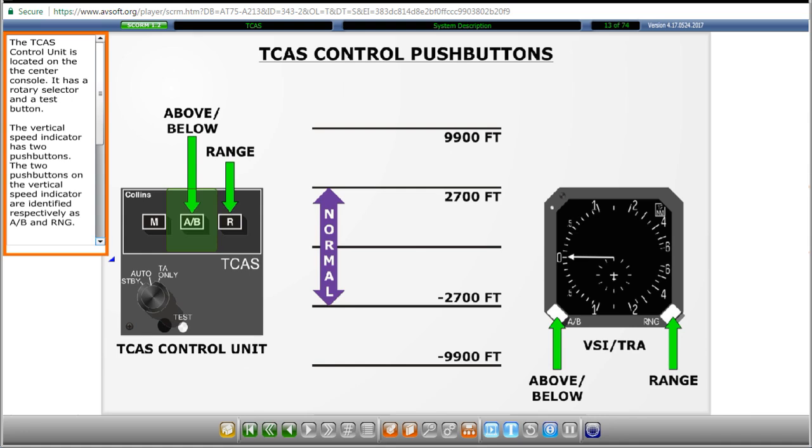It has a rotary selector and a test button. The vertical speed indicator has 2 push buttons. The 2 push buttons on the vertical speed indicator are identified respectively as A, B, and range. Each push of the switch toggles the selection to the next mode. Click on the AB push button to switch the TCAS mode.